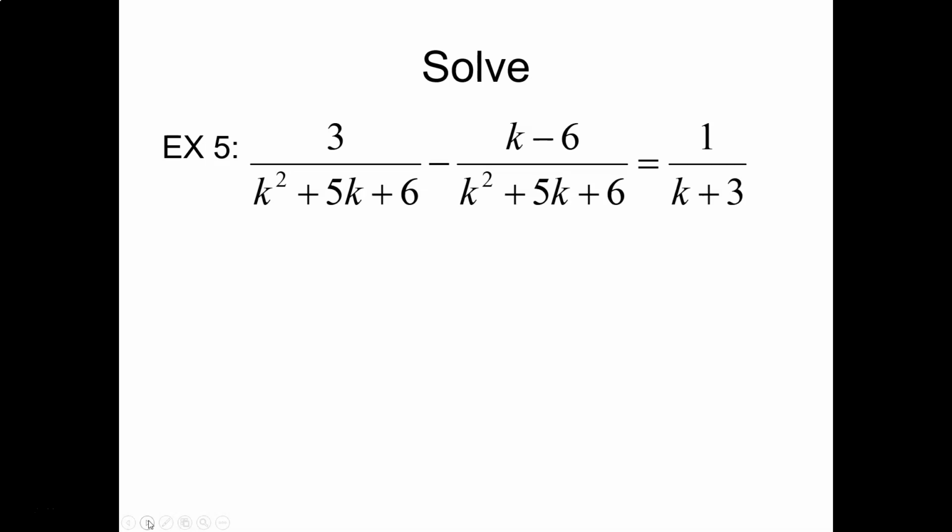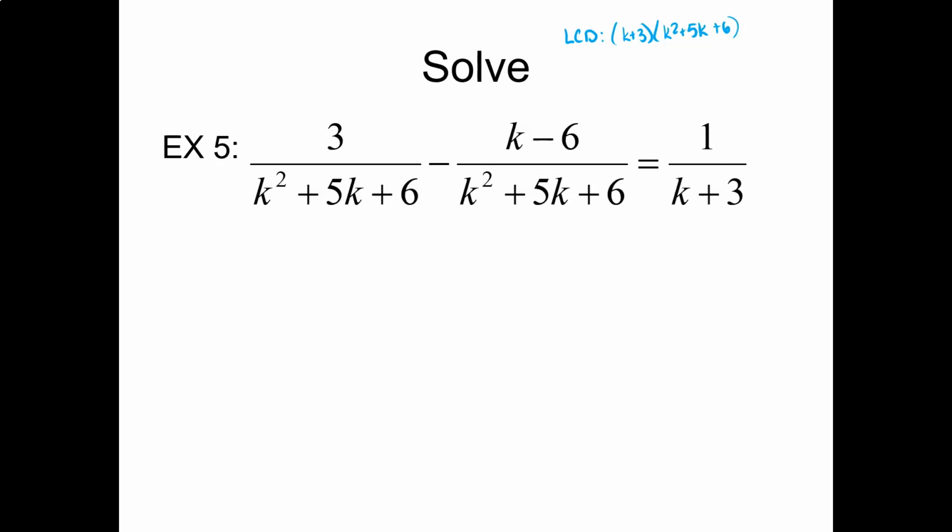All right, so this one looks like we're going to have to do a least common denominator of k plus 3 times k squared plus 5k plus 6. Don't write this down yet, it's not right. Right? It looks like that's what we need to do.